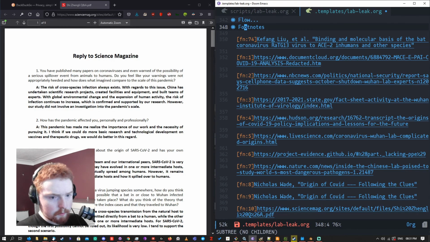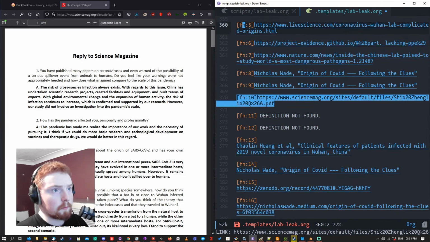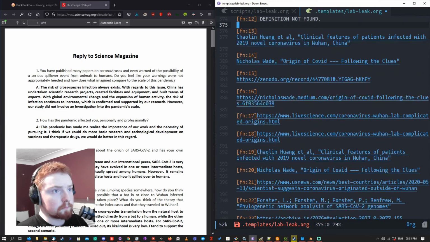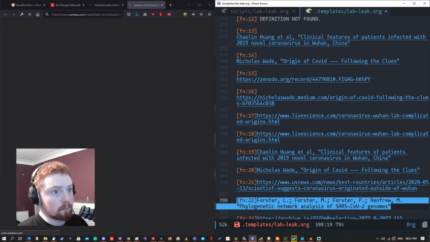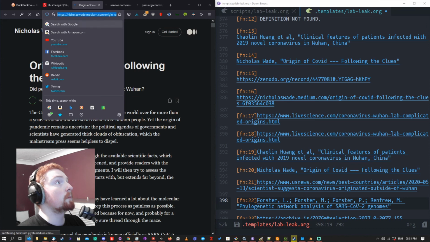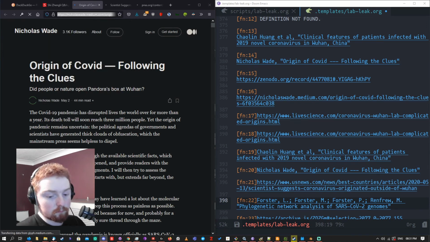That's 21 through 22. Maybe your first link was wrong, because the second link is actually taking me somewhere. Okay, so did the coronavirus originate outside of Wuhan? This is from a news article, US News.